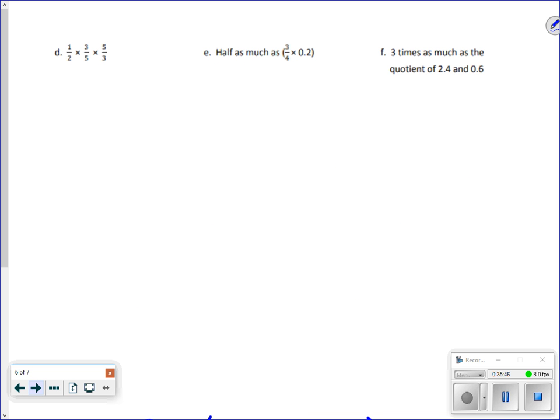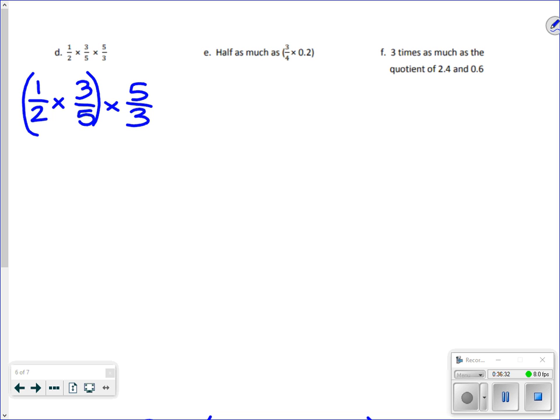1/2 times 3/5 times 5/3. I got it. 1/2. Yes. You got 15/30 or something, somewhere in there. Now, you cannot multiply 3 numbers at the same time. You still have to do 2 at a time. Oh. There's more than one way that you can do this. That's what I did. All I did was rewrite the problem.